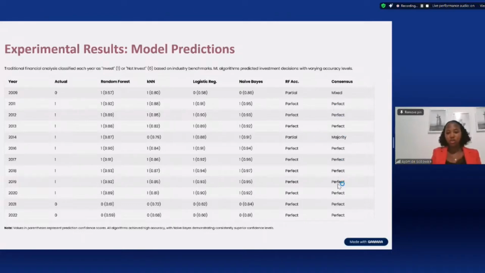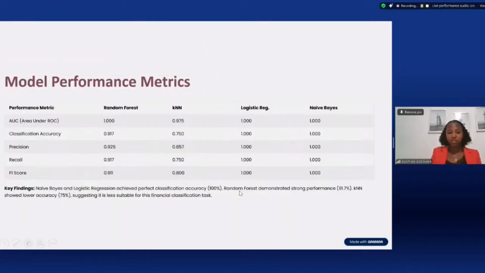So these were the results that we got. Out of 12 years, the models were able to predict perfectly for just 10 years. And this we could see, they were able to predict perfectly for 10 years.